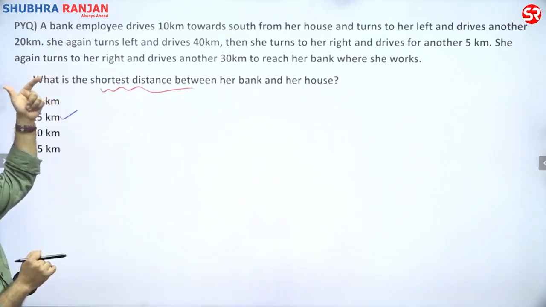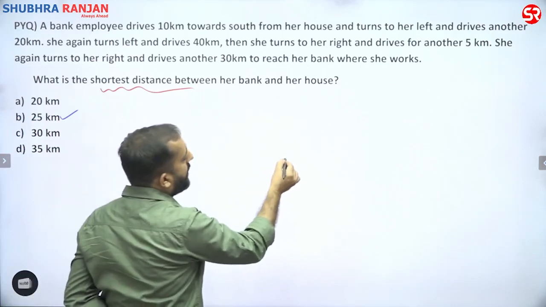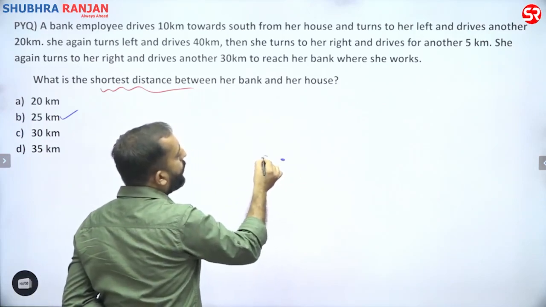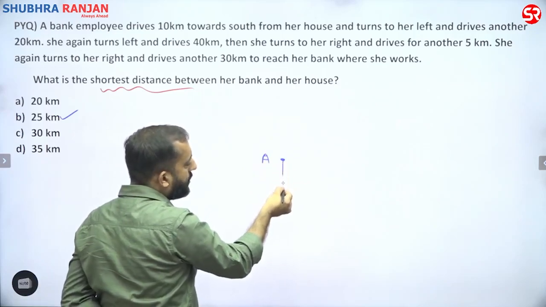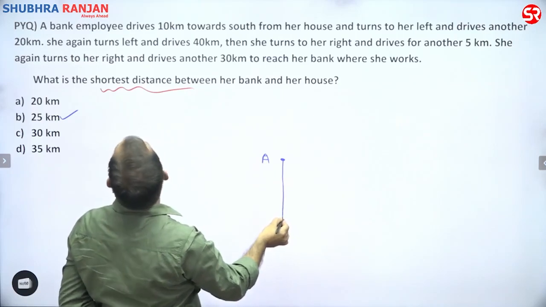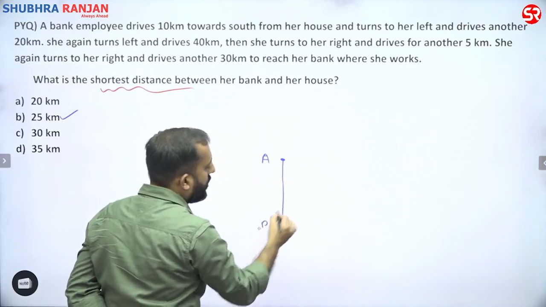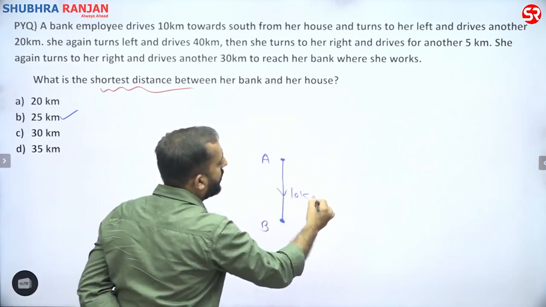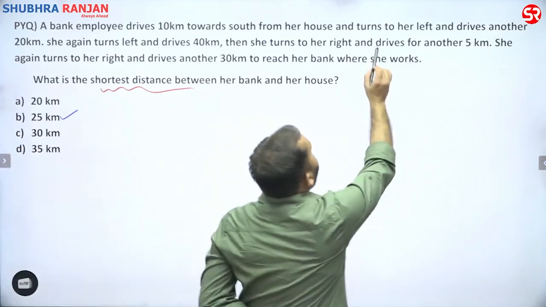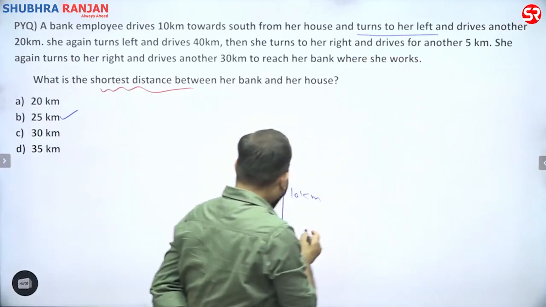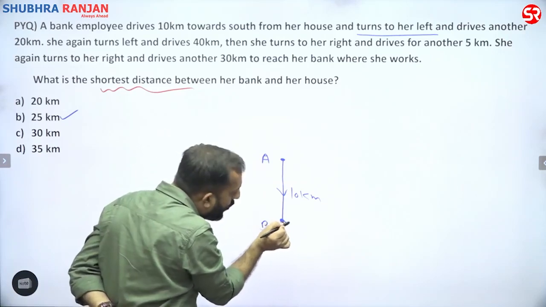A bank employee drives 10 km towards the south. So let's say from point A, the bank employee has started and has driven 10 km towards south. So this is the first construction. Clear to everybody? And turns to her left. At this point, the person has turned left, so the person will go east like this.